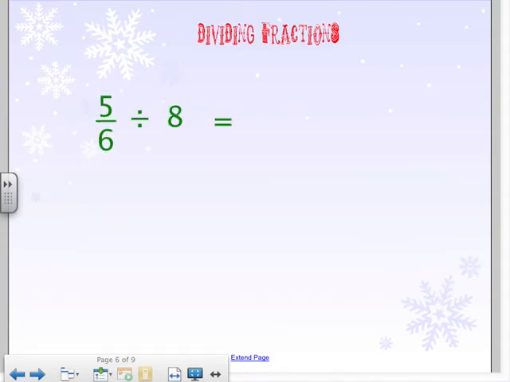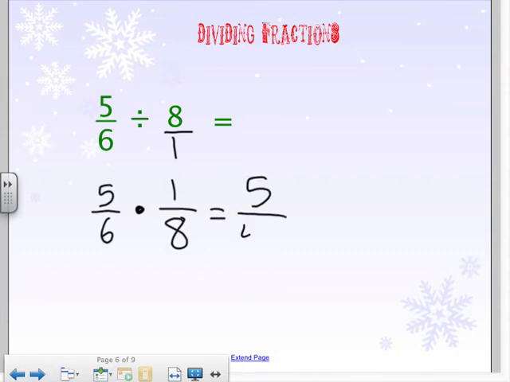All right, so go ahead and pause it. Try this one on your own. See how you do, and then hit play to get your answer. So 8, remember, any whole number is over 1. So when I do my keep, change to multiplication, and I flip, this now becomes 1/8. Okay, I like to simplify. I can't. So I just multiply, and I get 5/48.